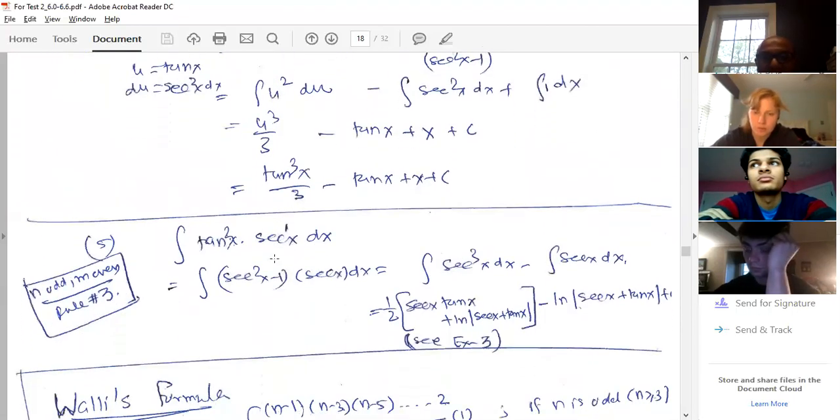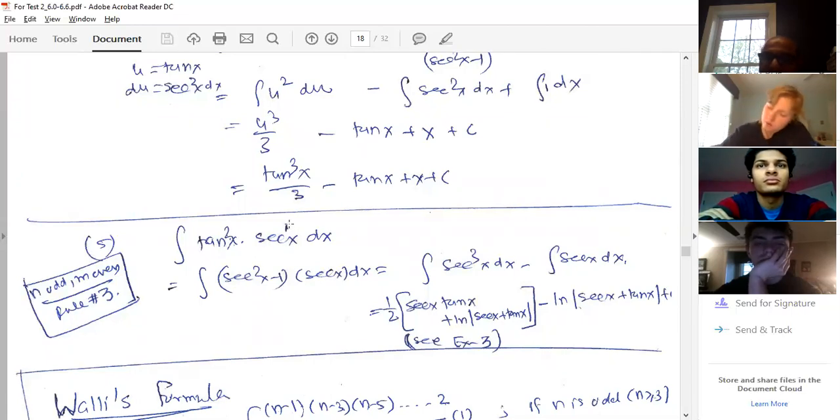Example number 5, integration of tangent square x times secant x dx. You can see over here, m is even, n is odd. Which rule? Rule number 3. M is even, n is odd. Rule number 3 means you can either go for rule number 1 or 2, right? So tangent square can be written as secant square x minus 1, times secant x dx. Then secant cube x and secant x dx.